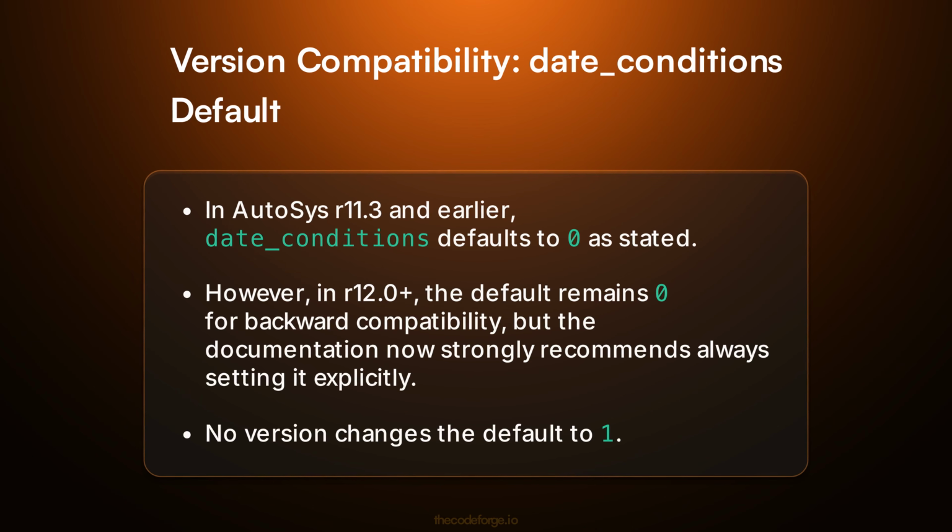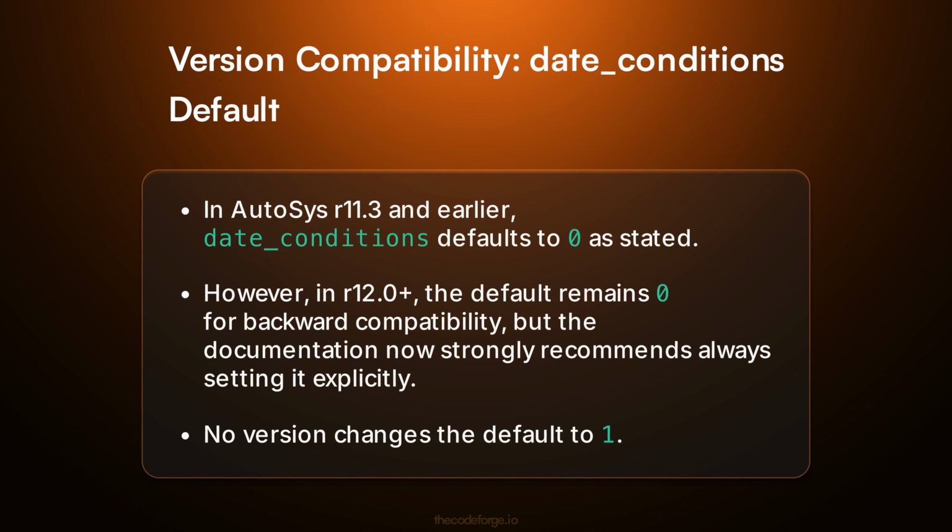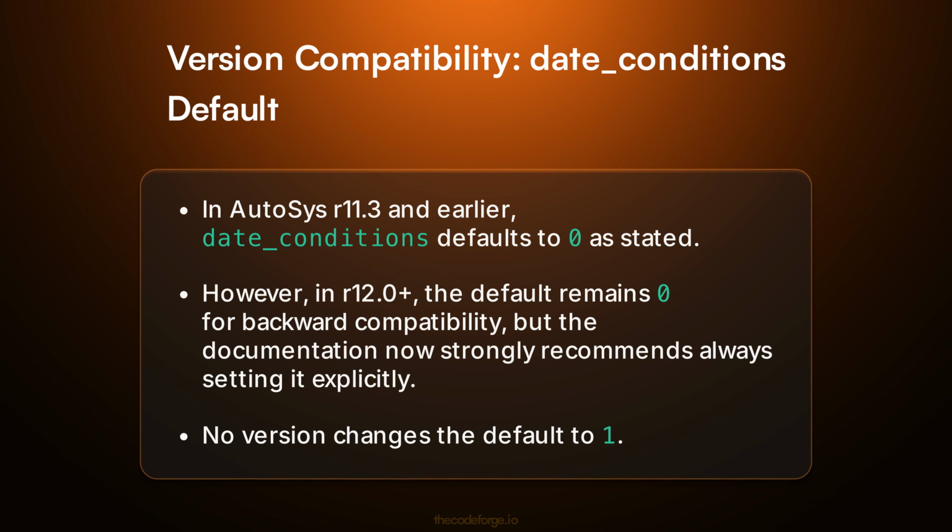In AutoSys R11.3 and earlier, date conditions defaults to 0 as stated. However, in R12.0+, the default remains 0 for backward compatibility, but the documentation now strongly recommends always setting it explicitly. No version changes the default to 1.